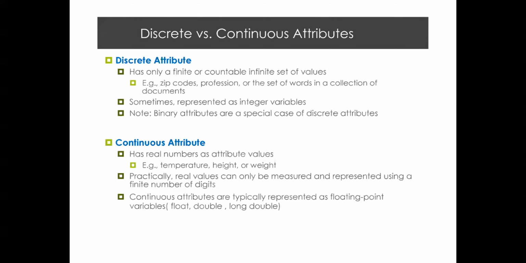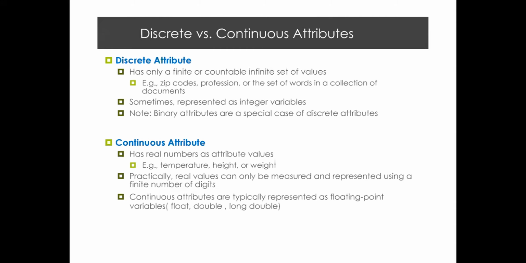Whereas continuous means it is not countable. It is continuously increasing, like strength. That is the continuous attribute. Here, a finite or countably infinite set of values is represented as discrete attributes. Continuous attributes are represented as real numbers as attribute values.